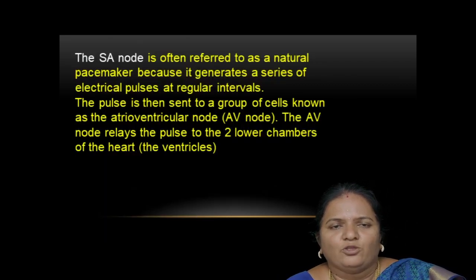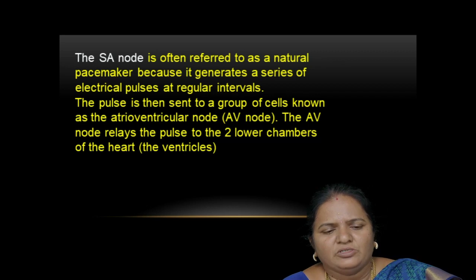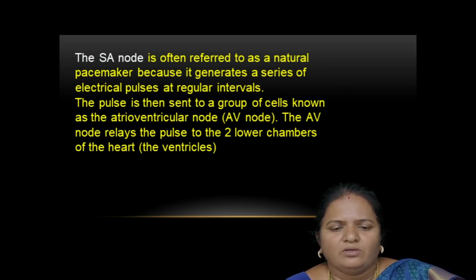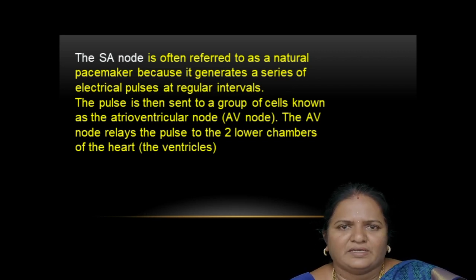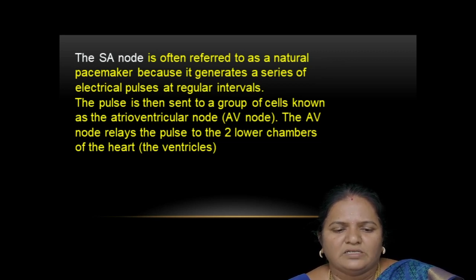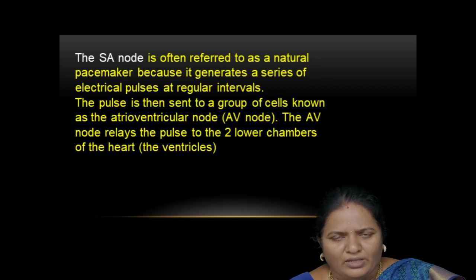And another important thing, this is the additional information. SA node, sinoauricular node, which is referred to as a natural pacemaker. It generates a series of electrical impulses. Could you imagine? Our heart is producing electrical impulses day by day. This second, next second, previous second, every second it is producing electrical pulses at regular intervals. The pulse is then sent to a group of cells known as atrioventricular node, AV node. The AV node relays the pulse to two lower chambers.